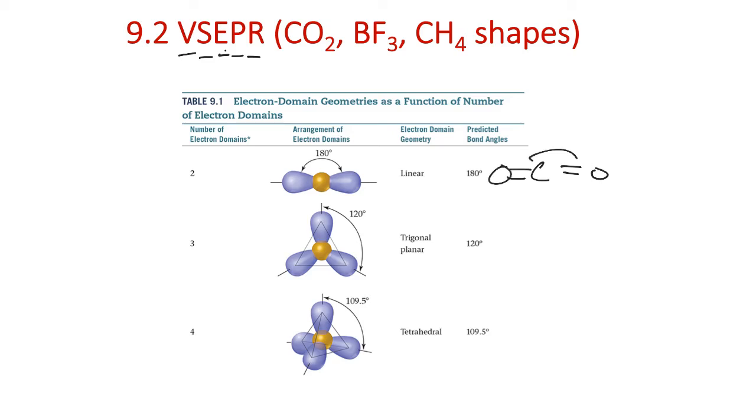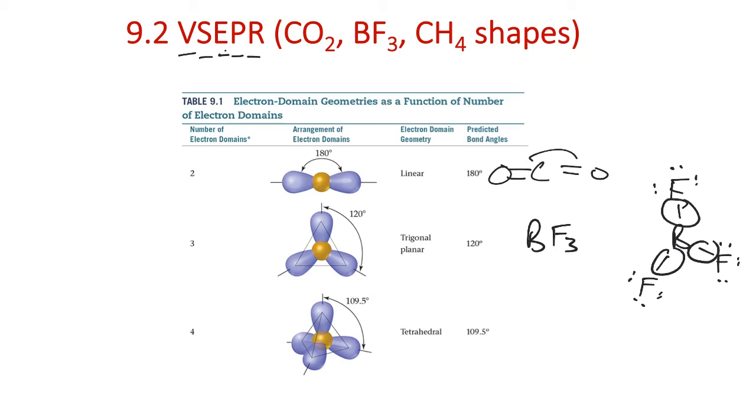But if we have something that has three atoms with no lone pairs of electrons, like BF3, with central boron and three fluorines, they satisfy their octets. The key is no lone pair on boron. Because there's no lone pair of electrons on boron, there's no extra electron. This molecule has to distribute these three domains as best as it can to minimize the repulsions of the electrons in those bonds.